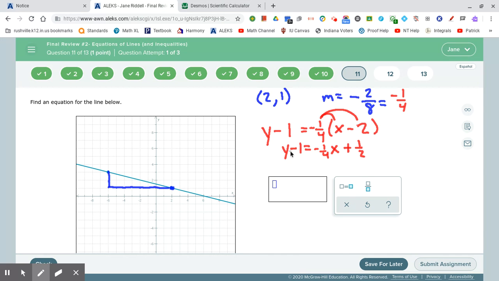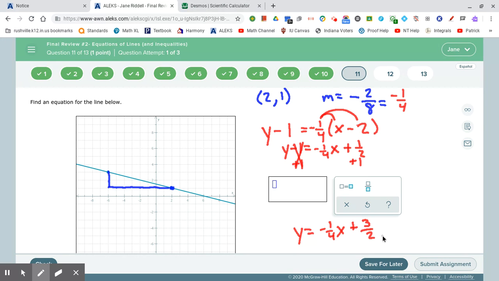I need to get y by itself. Right now I'm minusing 1, so the opposite of a minus 1 would be a plus 1. So I'm going to add 1 on both sides. And this is going to give me y is equal to, I still have negative 1/4 x. My slope is still negative 1/4. I didn't want to add 1 to that. What I'm doing is adding 1 to the like term. So 1 plus 1/2 is going to be 1 and 1/2, or the improper fraction of 3 over 2.